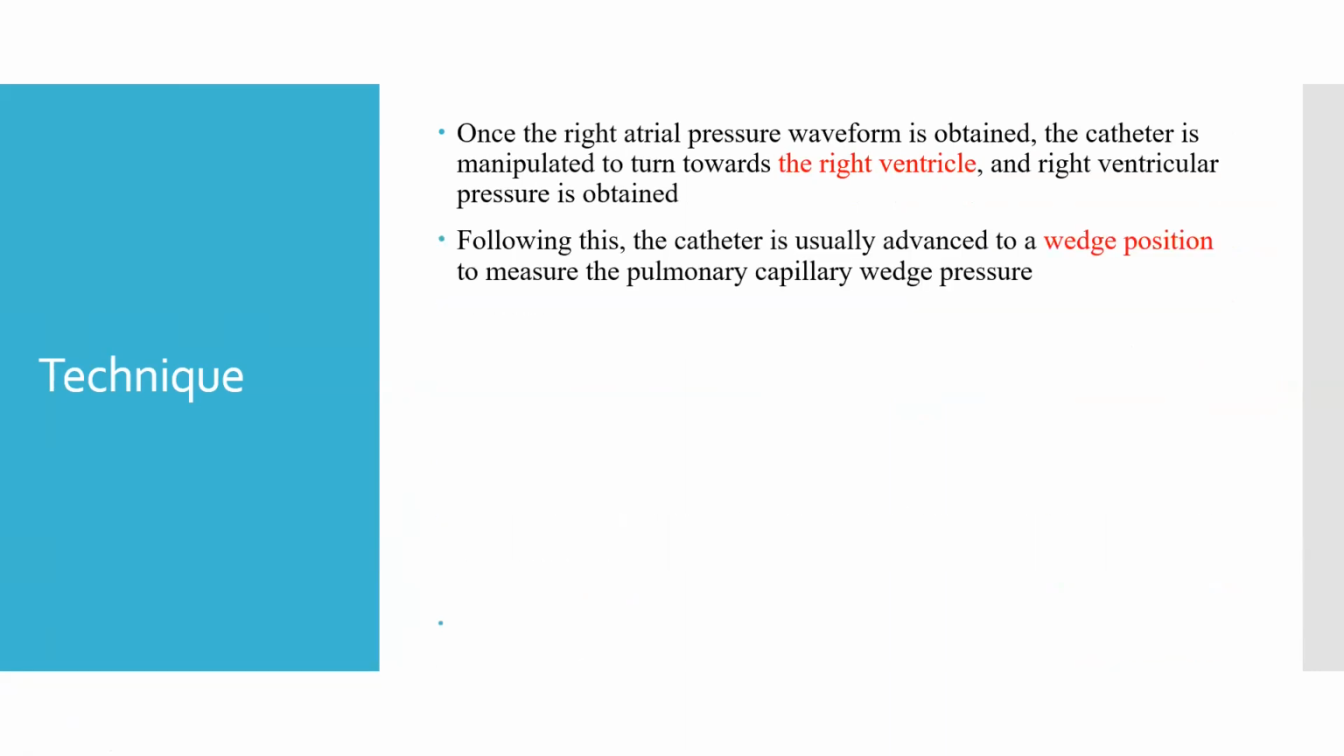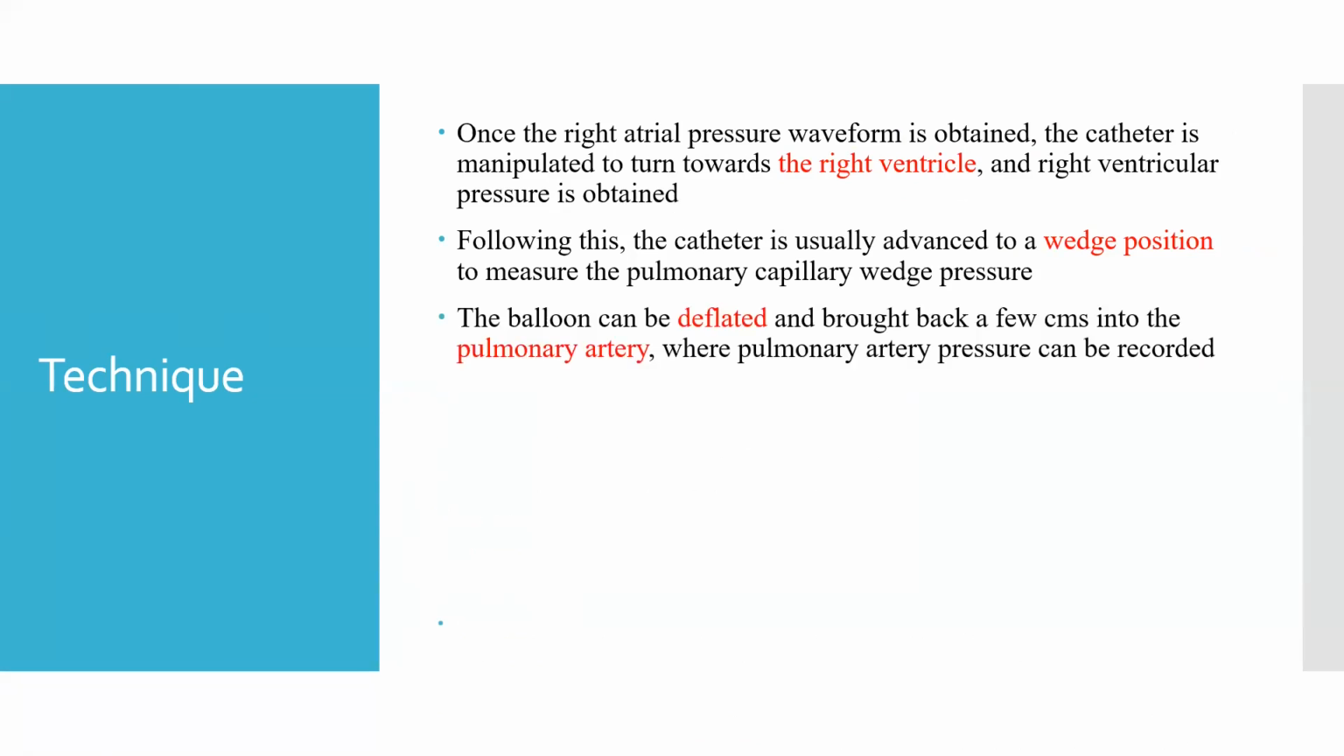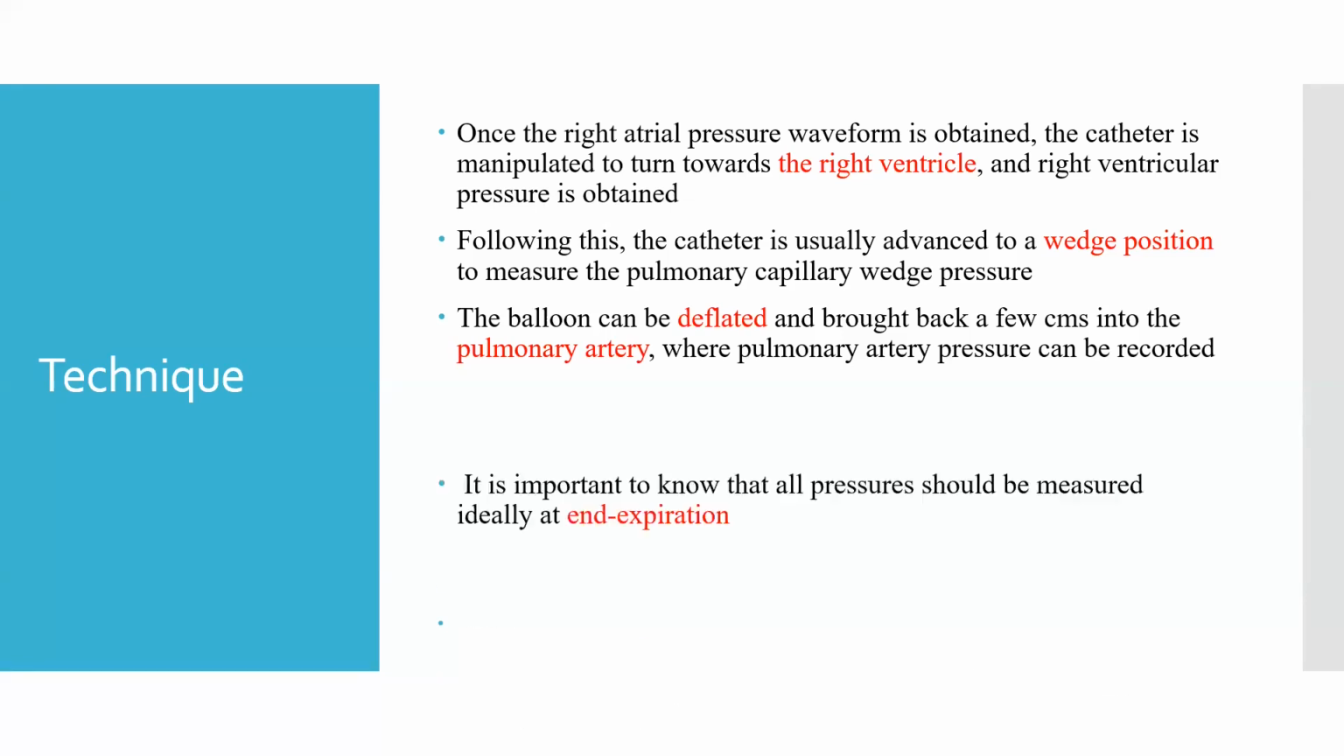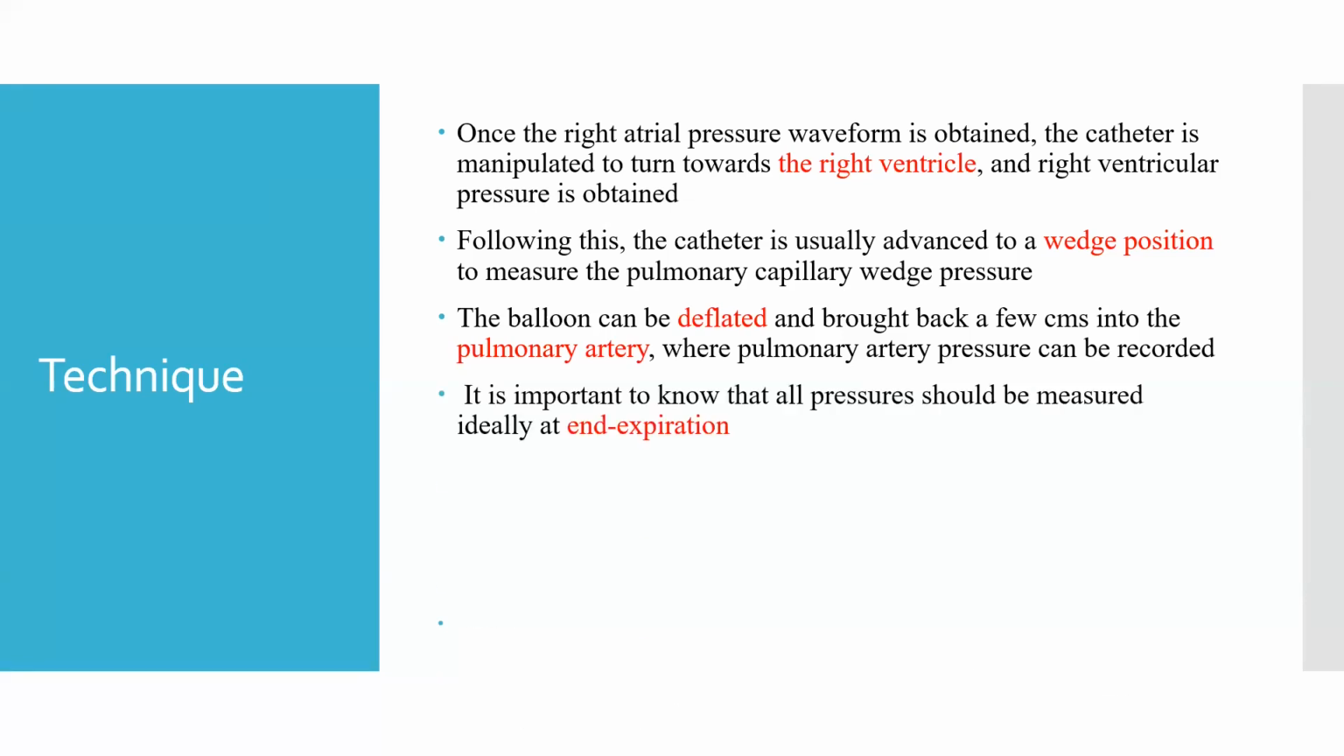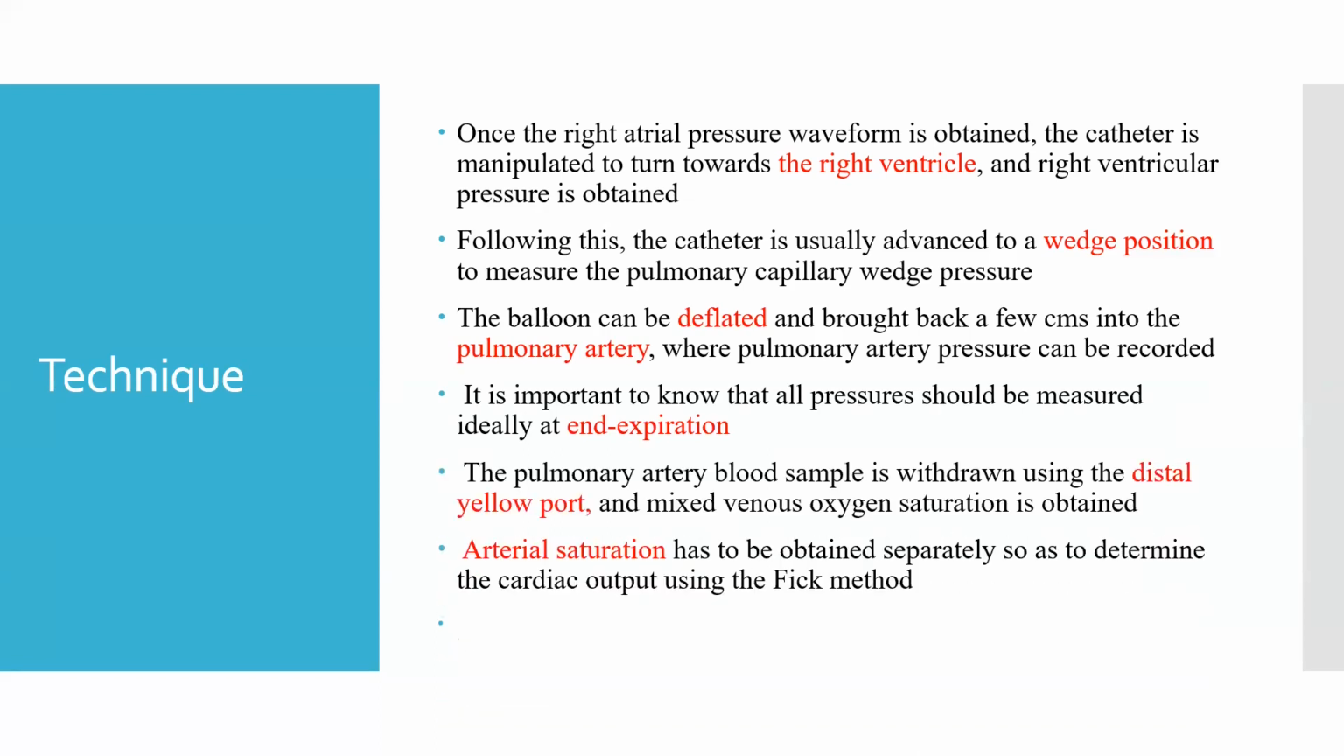to measure the pulmonary capillary wedge pressure, and then the balloon is deflated and brought back a few centimeters to allow measurement of the pulmonary artery pressures. And it's important, of course, to take all pressure measurements at end expiration. And then the samples are taken from the distal yellow port for pulmonary artery saturation, which implies mixed venous oxygen saturation. And the arterial saturation has to be obtained separately to determine the cardiac output using the Fick method.